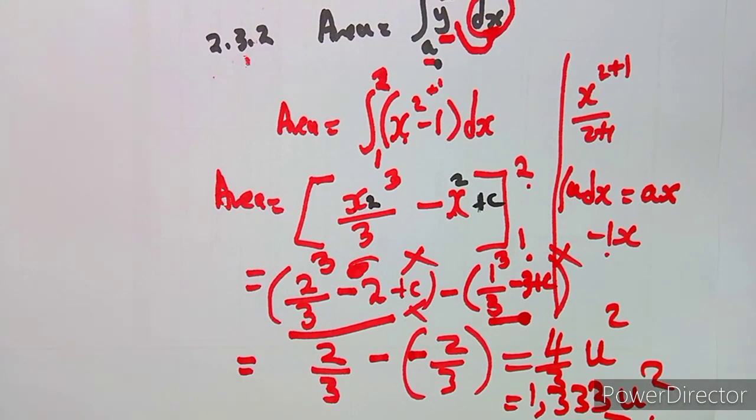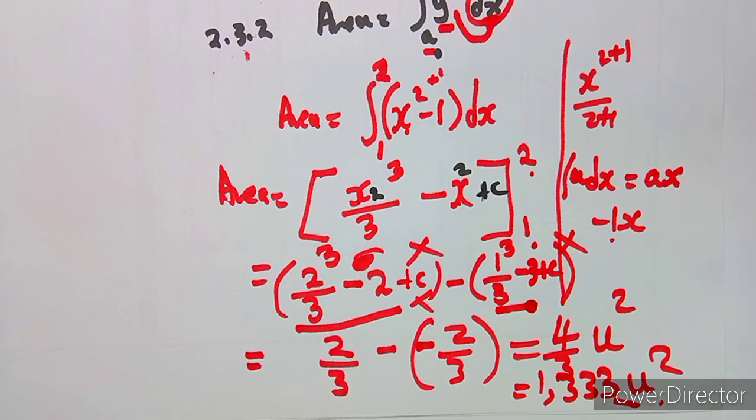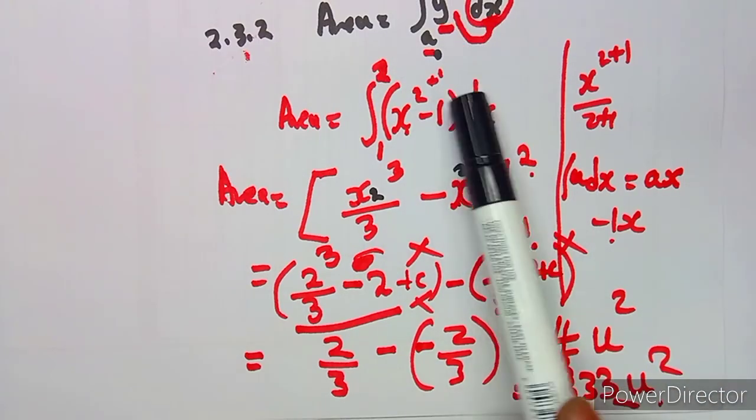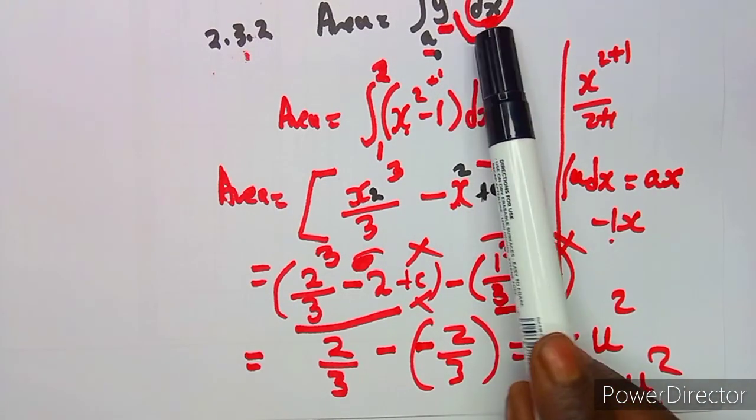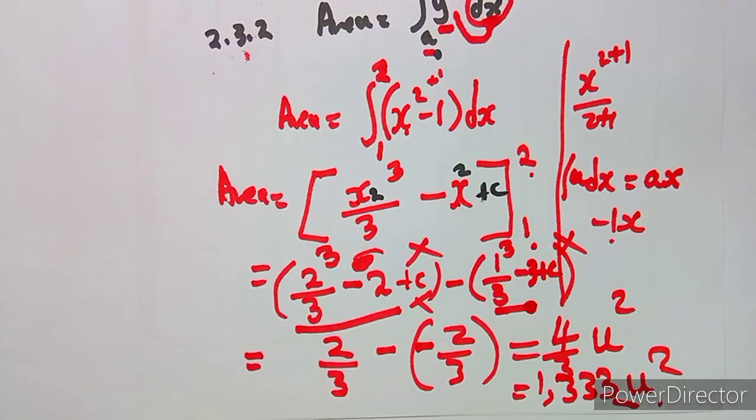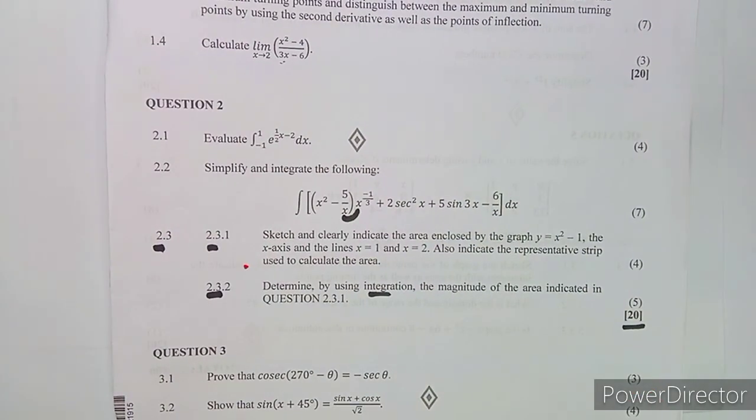So the area, guys, simply means the integral. To integrate is to find the area. When you are integrating a certain expression, you are actually determining area because of the limits that you are given, and also the representative strip that is with respect to x. So that's what we had, guys, from this question. That was question number 2 on integration from the question paper which was written in February 2022. As you can see, guys, that's how they ask these questions now.